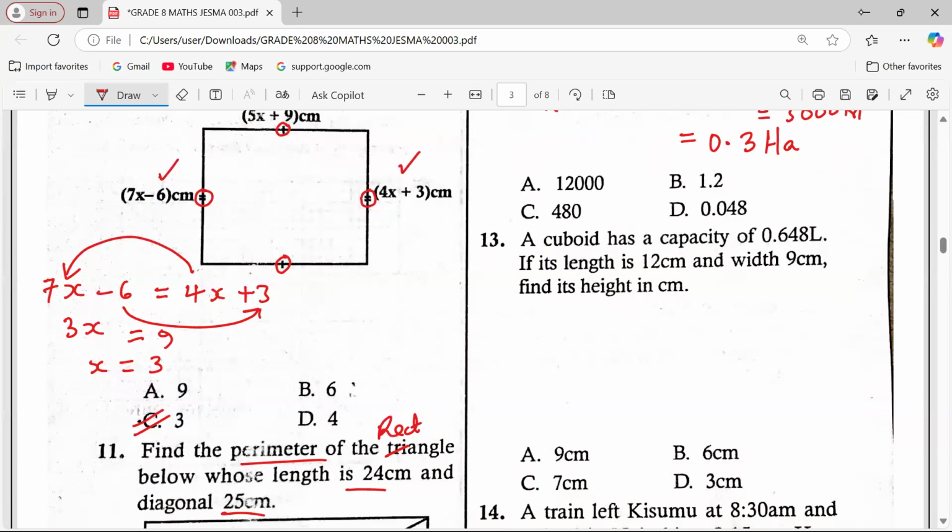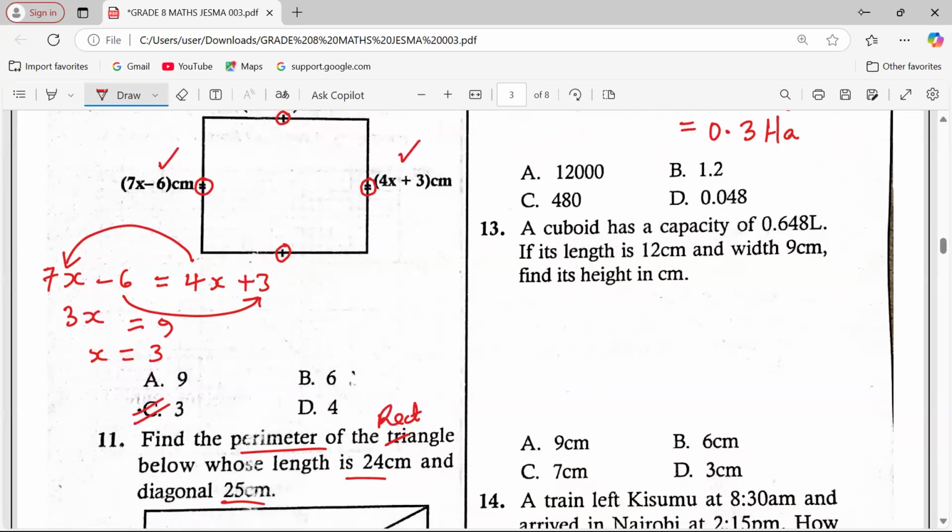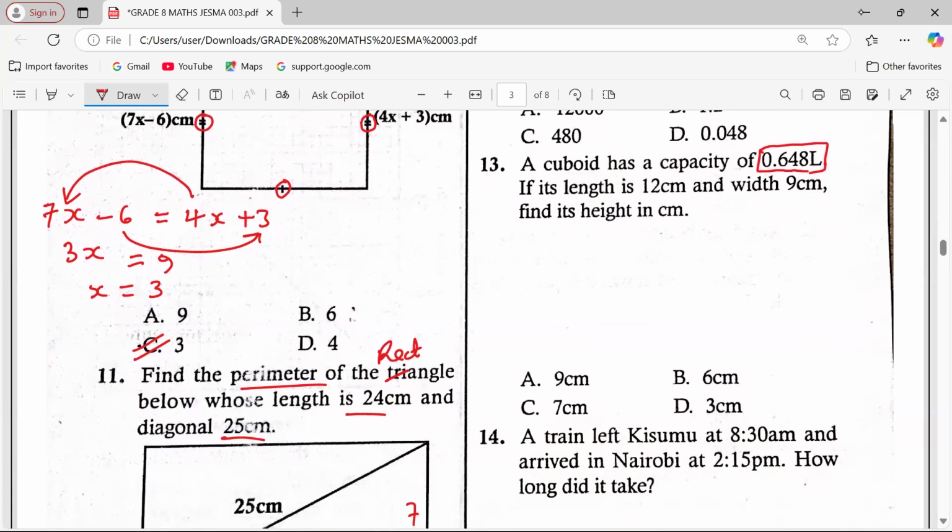Part 13, sorry. A cuboid has a capacity of 0.648 liters. If its length is 12 centimeters and width 9 centimeters, find its height in centimeters. This is capacity. So the first thing to do here, we are supposed to convert capacity into volume, whereby we will say 1 liter has a volume of 1,000 cubic centimeters.